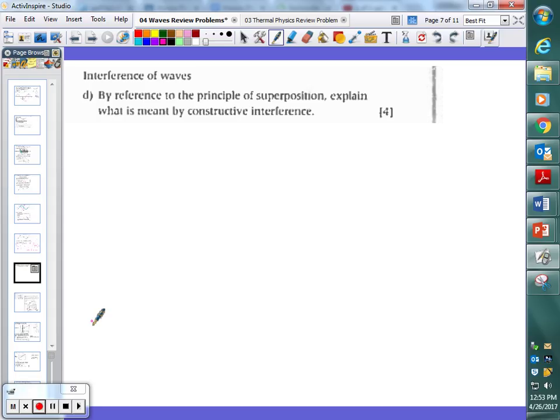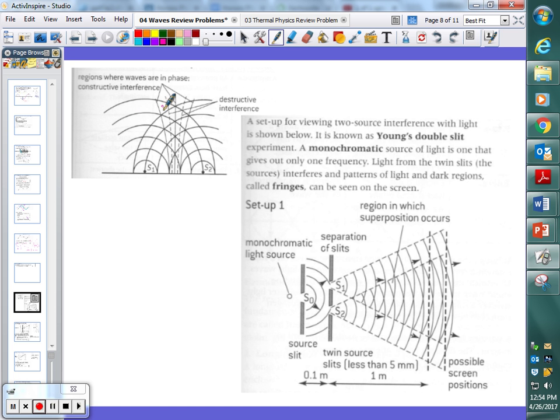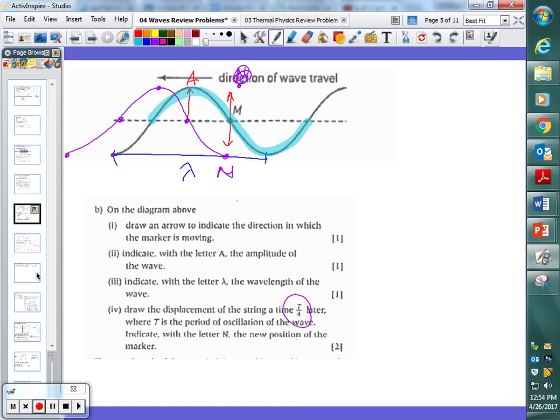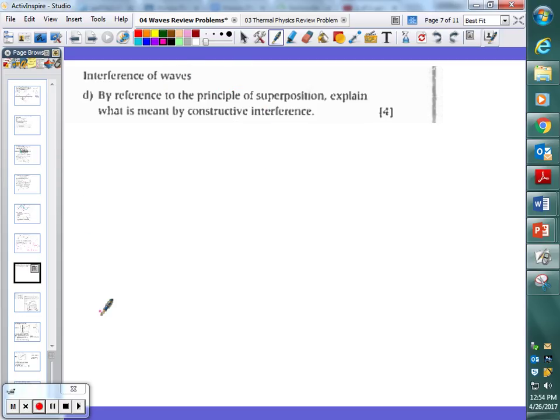I really think this should be another question, but they apparently call it the same. I think it obviously relates more to this stuff than it does to this stuff. So I really think this should be the start of the new question, but that's not what they did, so whatever. Okay. By reference to the principle of superposition, explain what is meant by constructive interference.